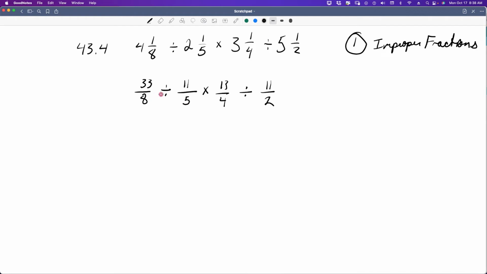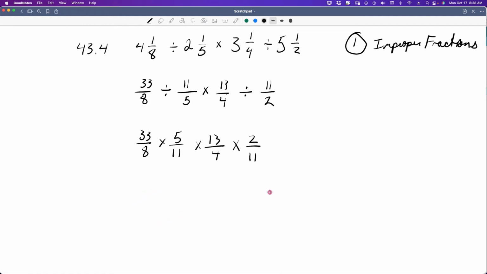Now, what do we do when we have a division symbol between fractions? We flip the second fraction and change this to multiplication. So keep it, change it, flip it. Bring down the next one. It's multiplication, so we don't have to do anything to it. But this one is division. So we keep it, change it, flip it. Voila. Right? Easy peasy, not hard.